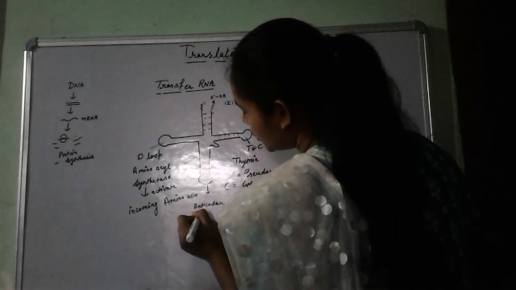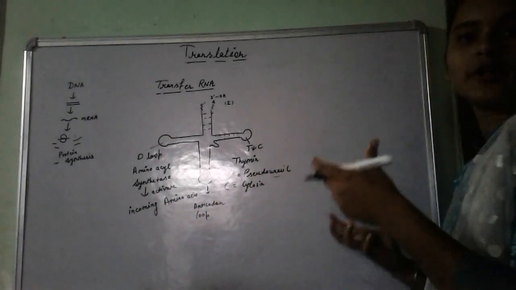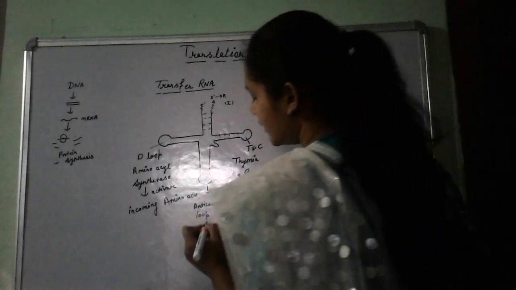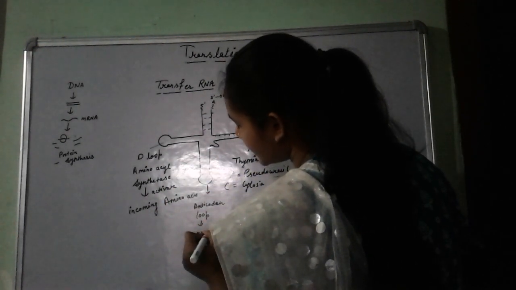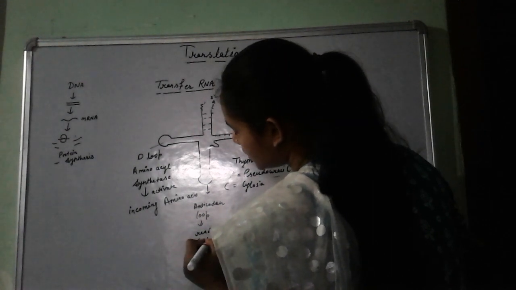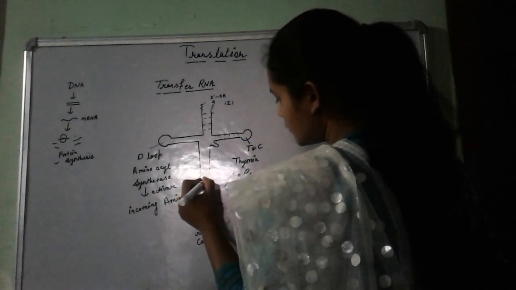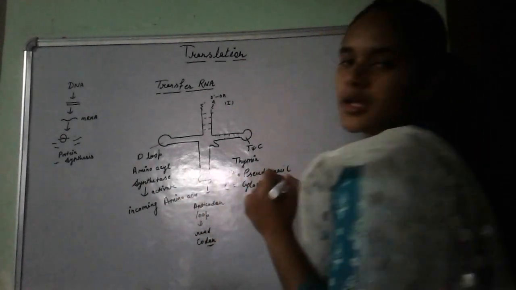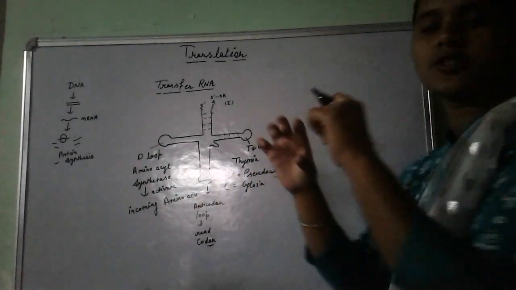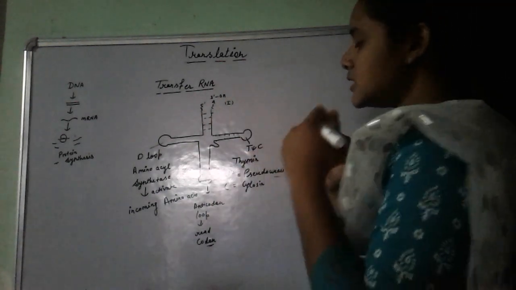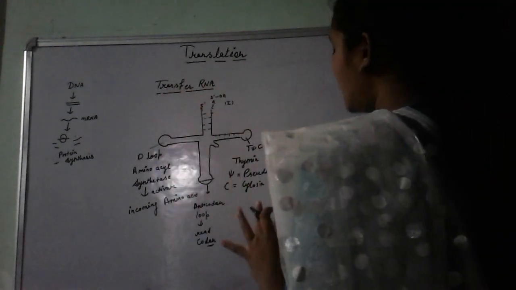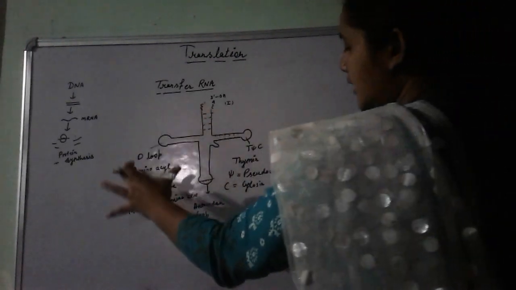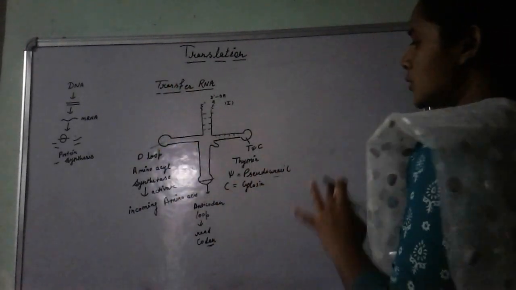Here this loop is known as the anticodon loop. The function of this anticodon loop is that it reads the codon, right, which is present on the messenger RNA. So we know that the messenger RNA has a codon region, and this anticodon reads the codon. So this is the structure of transfer RNA. This is the 3' end, this is the 5' end, this is the T psi C loop, this is the D loop, this is the anticodon loop.